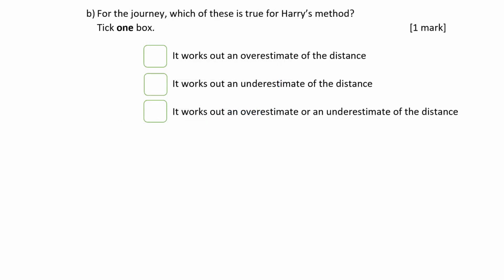Question 24b. For this journey, which of these is true for Harry's method? Tick one box. It works out as an overestimate of the distance. It works out as an underestimate of the distance. It could work out as an overestimate or an underestimate of the distance. Okay, well, let's have a look at the method.